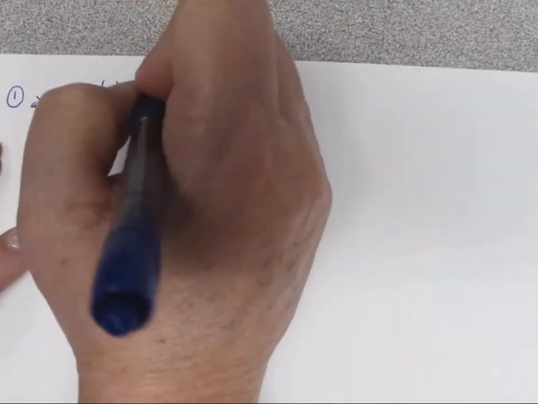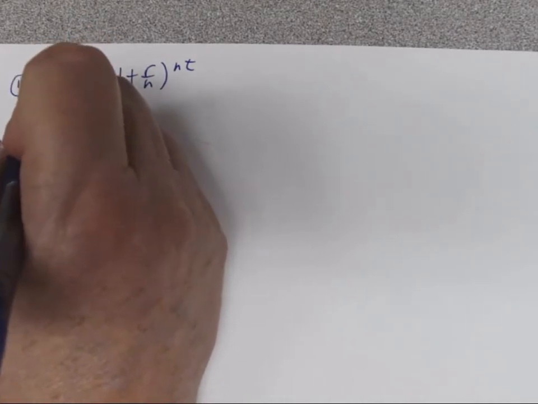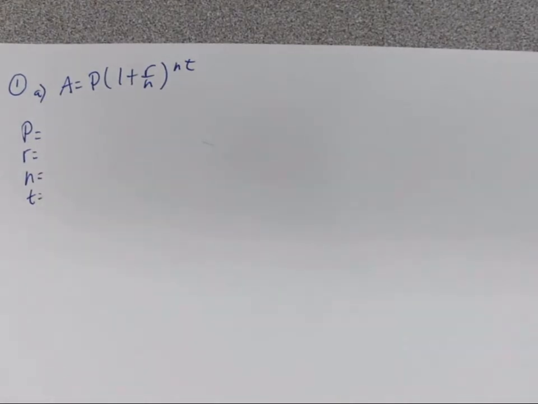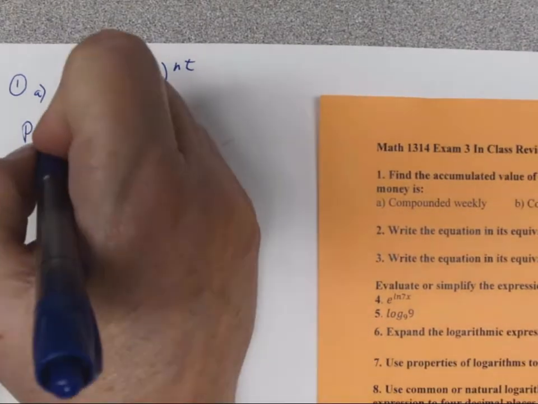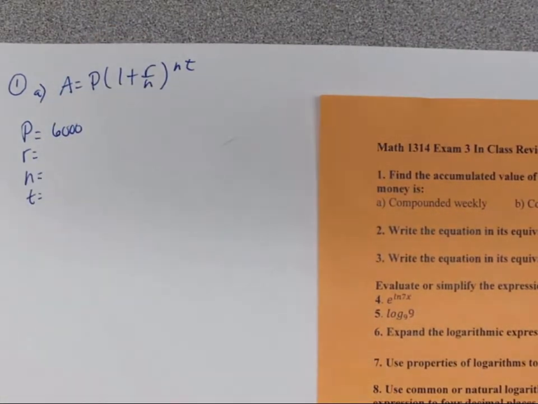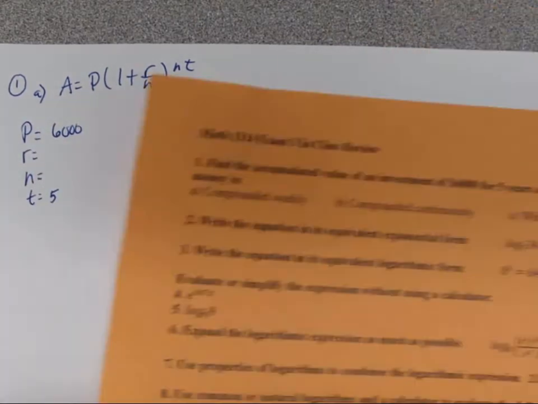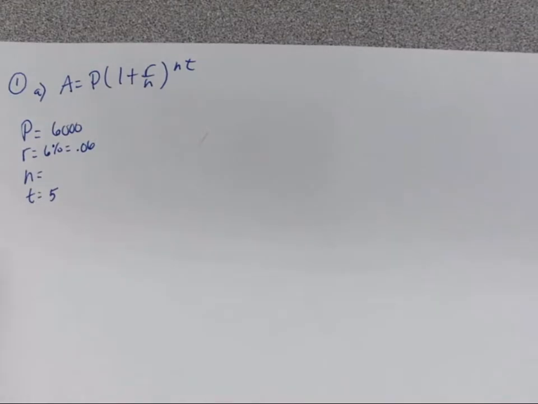So for part A with compounded weekly, we're going to use A is equal to P times (1 plus R over N) raised to the NT. So we need to know what the P is, what the R is, what the N is, and what the T is. So let's go back to our problem. Value of an investment of $6,000. Well, that's your principal. That's $6,000, the amount you invested into it. For 5 years, that's your time. At an interest rate of 6%. Well, that's your rate of 6%. Remember, you have to change that to a decimal, 0.06.